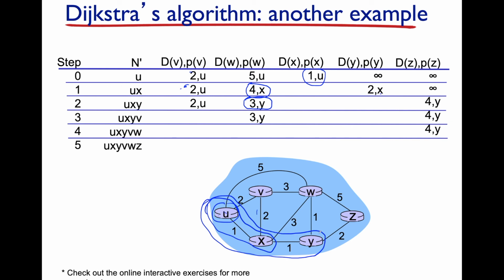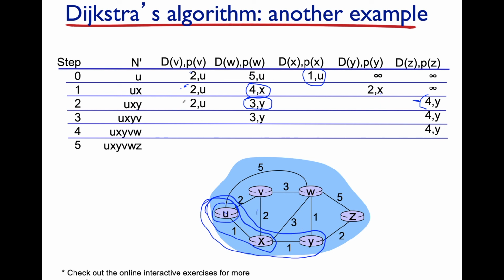So that's W. Let's look at Z. Z was infinity, and anything's better than infinity. If we go from Z to Y, that's 2, Y to X, X to U, that's 4. So it's going to be a cost of 4 from Z, and we're going to use the predecessor path to Y from Z in order to get to U.